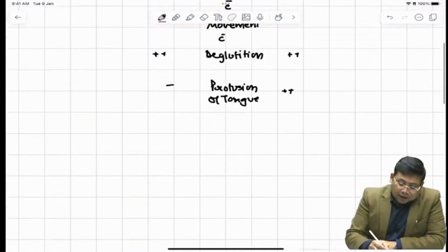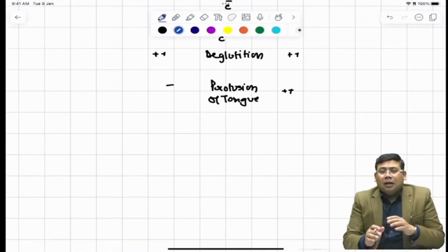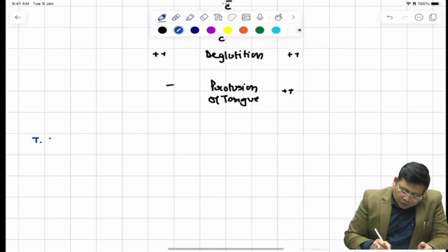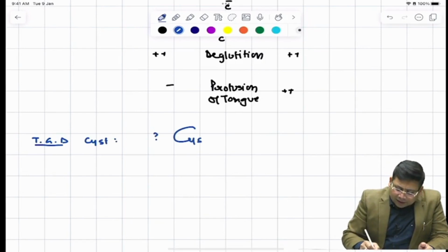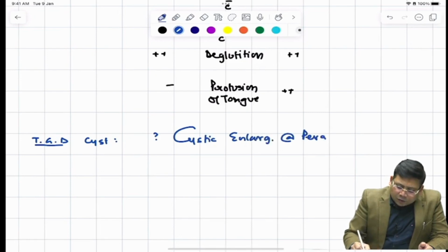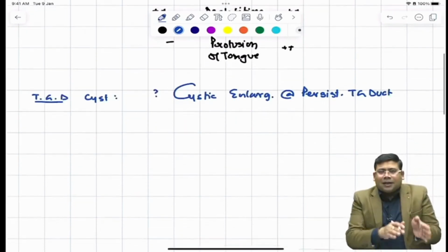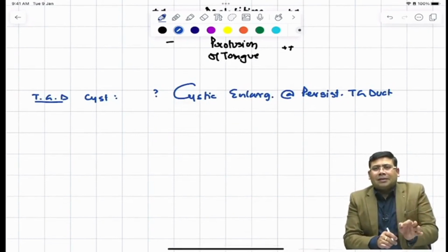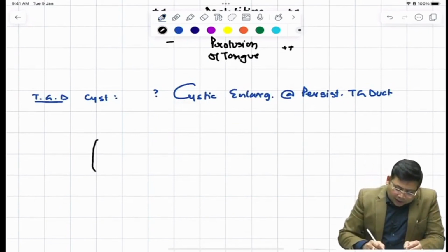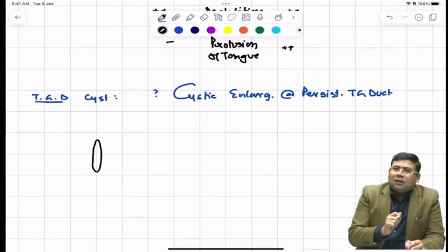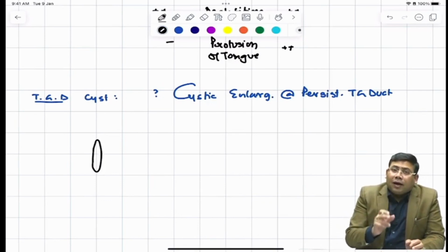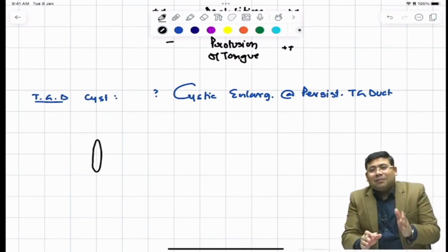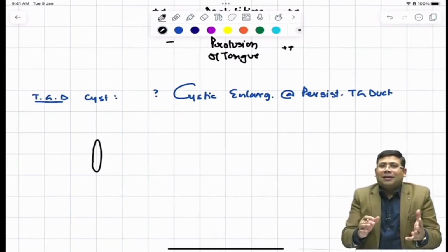Try to understand. Now the next very important thing is, sir, what is the epithelium that is associated, and what is a thyroglossal duct cyst all about? It is nothing but cystic enlargement of a persistent thyroglossal duct, and this is very important. Why does that cystic enlargement happen? At the time of birth, the thyroglossal duct is there, but the cyst is not palpable or clinically detectable.